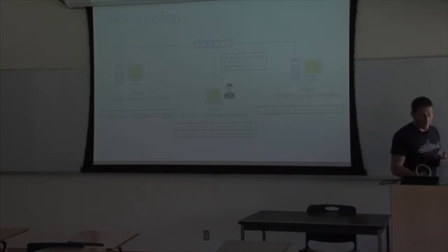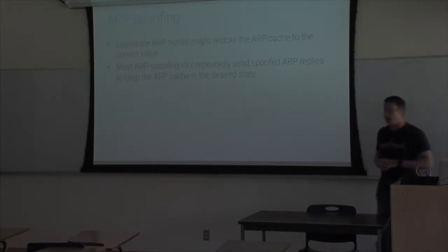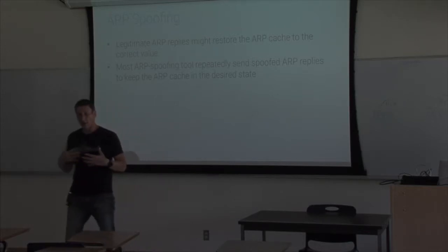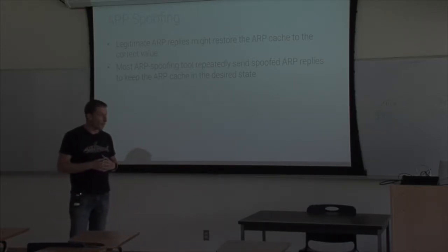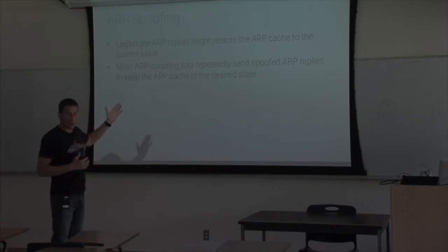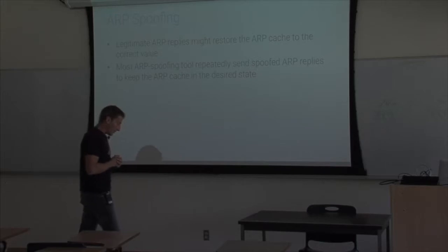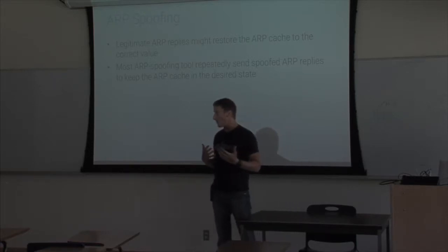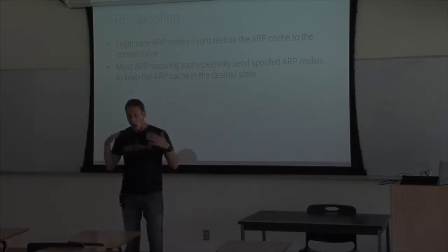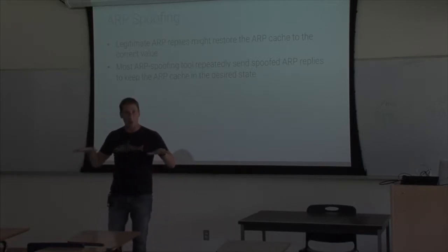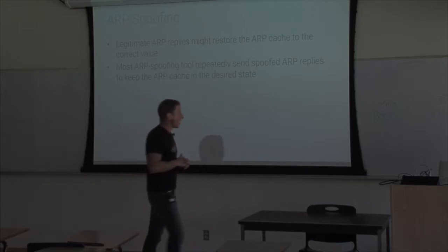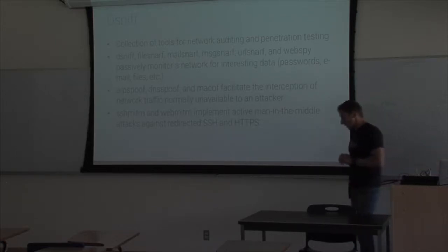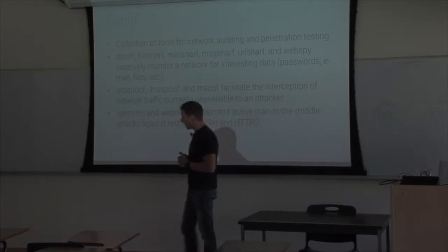So by doing this, you can fundamentally completely control a network and the delivery process, the direct delivery process. Of course, every once in a while, legitimate ARP replies might reestablish the right mapping between IP and Ethernet addresses, and therefore these ARP attacking tools are continuously sending ARP replies to make sure that the right bindings are performed. And there are several tools that allow you to run these attacks. Of course, you can write your own as well.